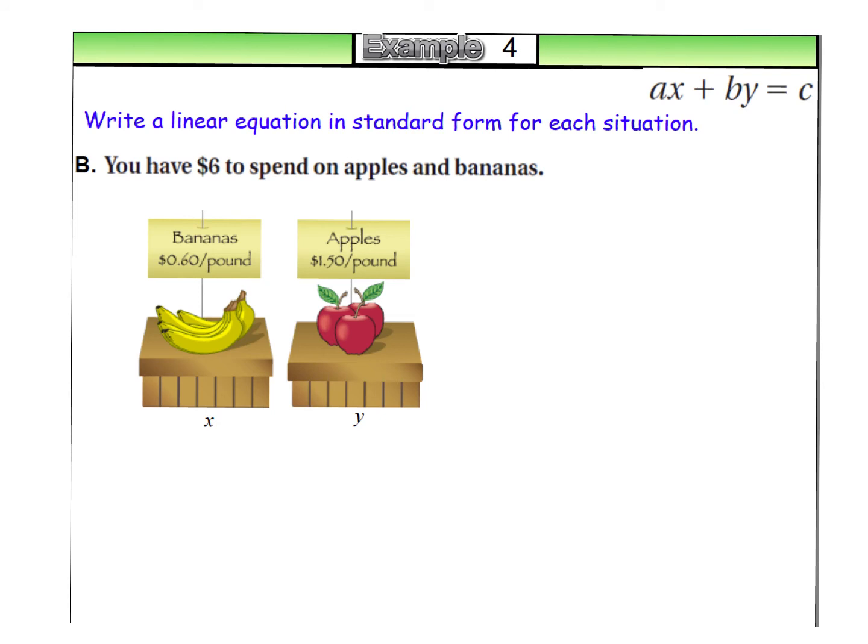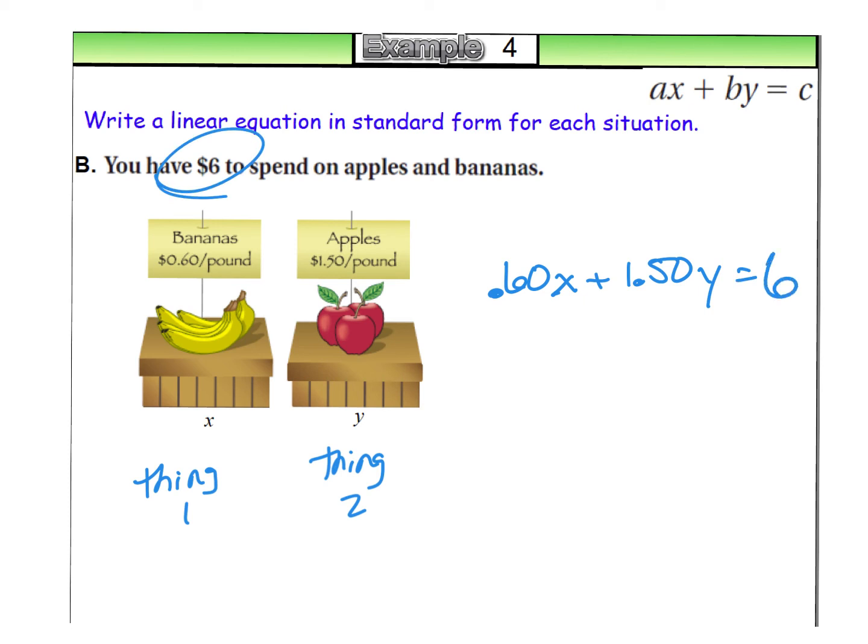Here's another problem that you've seen before, but it's going to be a little bit different. We did some other things with it. Thing number 1 is our bananas. Thing number 2 is our apples. So 60 cents a pound for bananas, plus $1.50 a pound for our apples, and we are going to spend a total of $6. Thing number 1 plus thing number 2 equals our total.